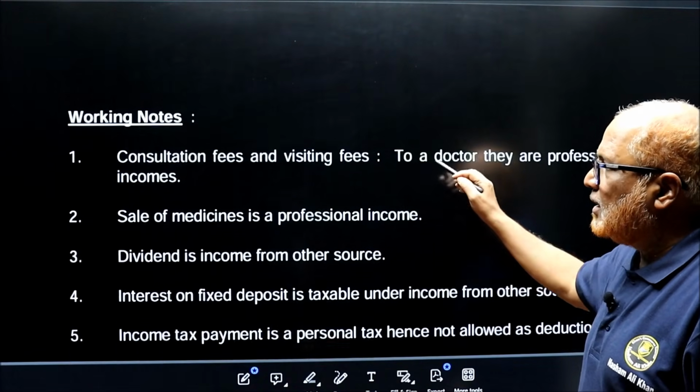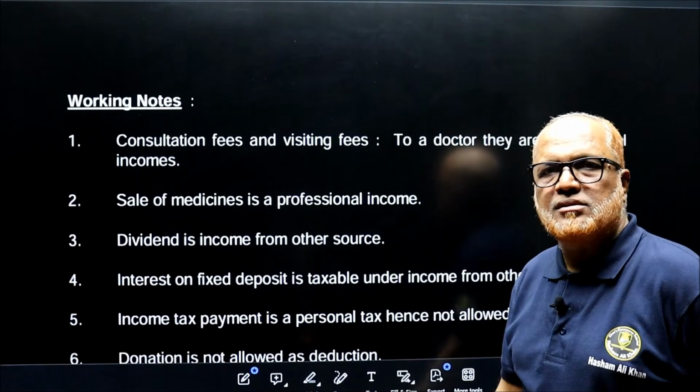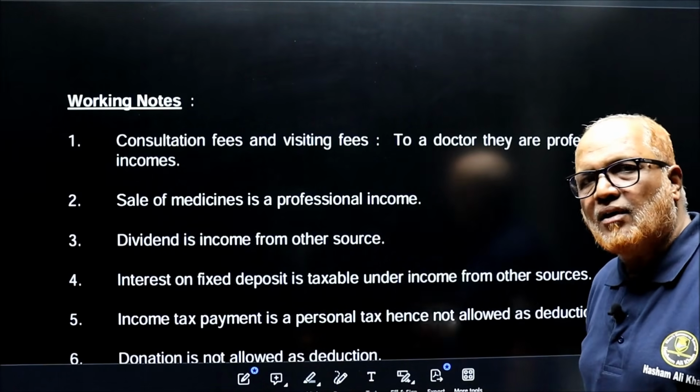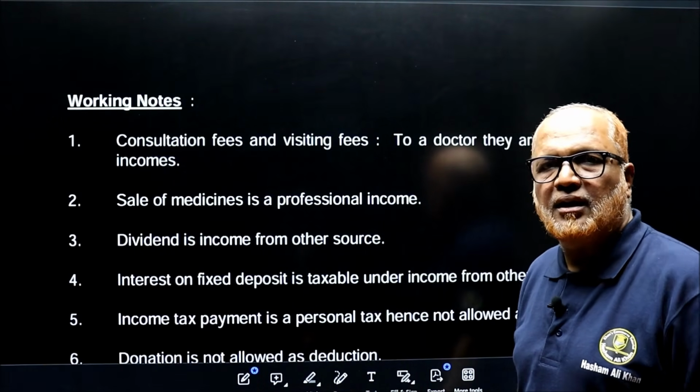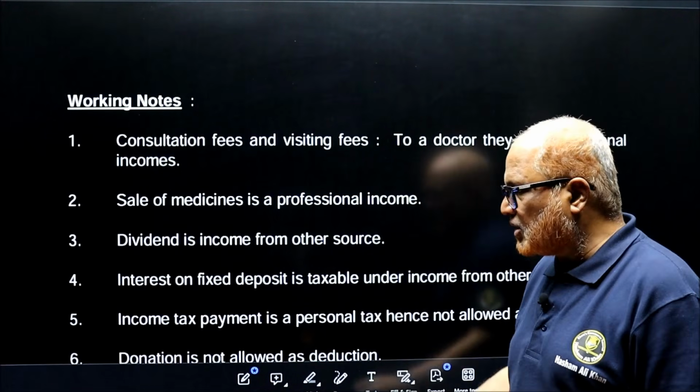Now, working notes. Consultation fee and visiting fee, to a doctor, they are professional incomes. Then sale of medicine is a professional income. Dividend is income from other source. We should not take it under professional income. Interest on fixed deposit is also taxable under income from other source.